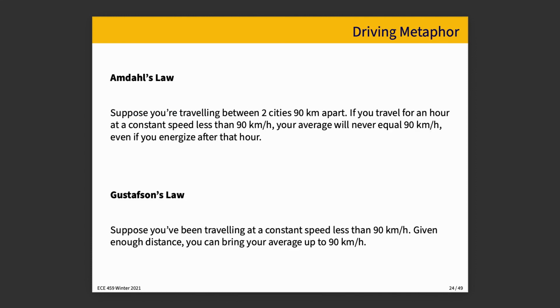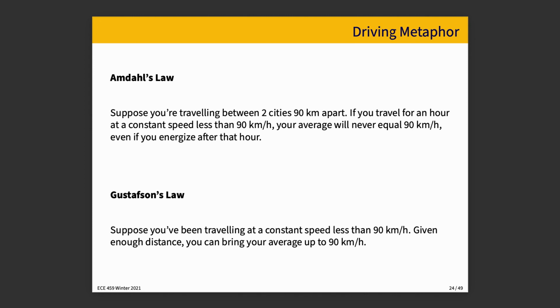So to close out the discussion and highlight the difference between Amdahl's Law and Gustafson's Law, say you're traveling between two cities that are 90 kilometers apart. Let's say that you are in Kitchener and you are traveling to Toronto. If you travel for an hour at a constant speed of less than 90 kilometers an hour, you can never get your average equal to 90 kilometers an hour, even if you speed up quite a lot after the hour has elapsed. Right? The total distance is 90 kilometers, and if you only managed 50 kilometers in the first hour, it doesn't matter if you drive 200 kilometers an hour, your average can't catch up to be 90 kilometers an hour.